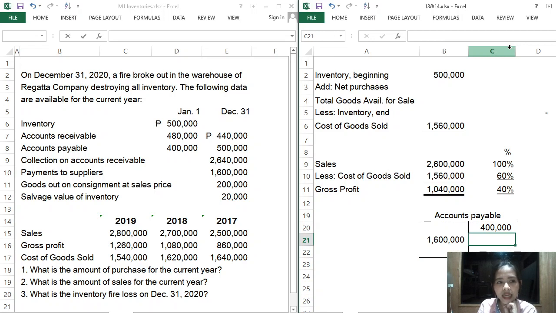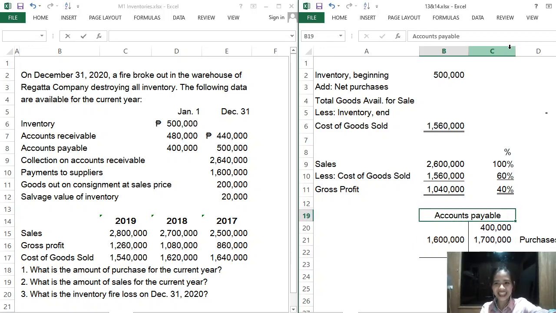So, magkano ang purchases? Or this time, let's consider this as the net purchases. Kung wala namang ibang items. So, pwede tayo mag-work back. Again, add if nasa kabila, deduct on the same column. So we now have the 1.7 net purchases. That is question number 1.